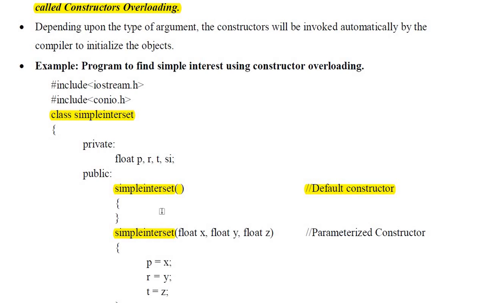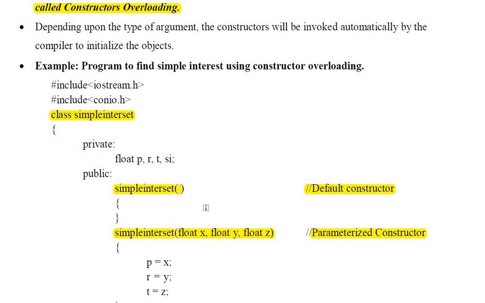These two functions are having the same name as simple interest, but in the first function there are no arguments, whereas in the second function we are using three parameters, hence this is called a parameterized constructor. First, these two functions are having the same name but different parameters, so they are overloaded, and these functions are having the same name as the class name also, so it is a constructor. So totally they become overloaded constructors.